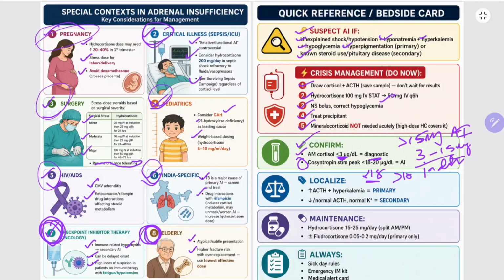Then localize whether it is primary or secondary. You can do that by ACTH level and potassium level. Increased ACTH and hyperkalemia says it is primary. Decreased or normal ACTH and normal potassium says it is secondary.